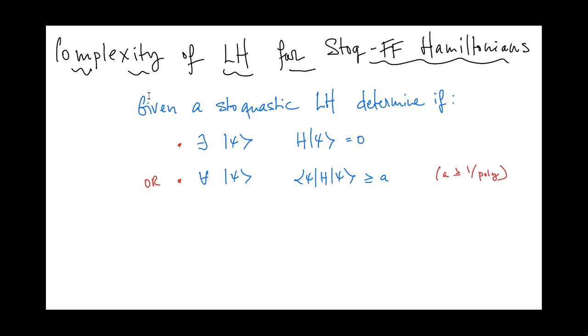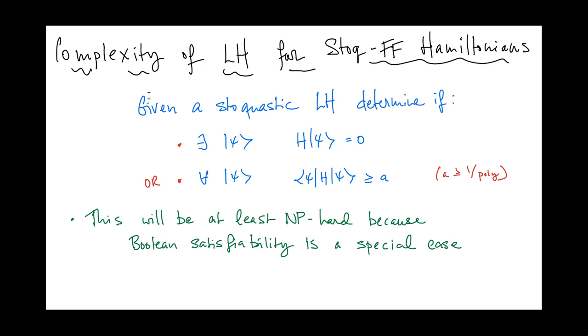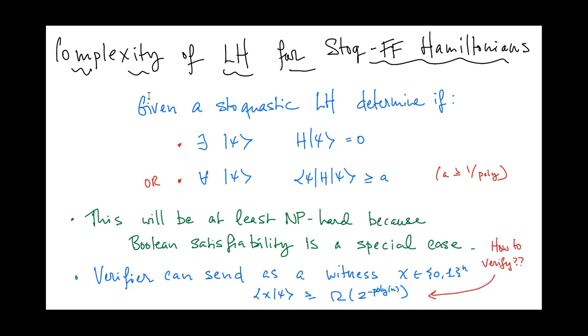Okay, so complexity of the local Hamiltonian for stochastic frustration-free. Let me just define the problem: I'm given a stochastic local Hamiltonian, and I want to determine, is the ground energy zero, or is it at least A, for some A at least 1 over poly. So this is the local Hamiltonian problem now in the stochastic frustration-free case. It's going to be at least NP-hard, because Boolean satisfiability is a special case, so we're not going to escape that. But a verifier could send you a nice starting position, okay?